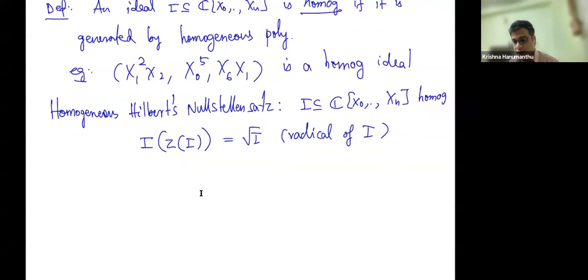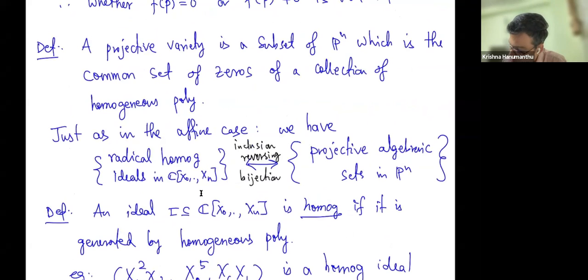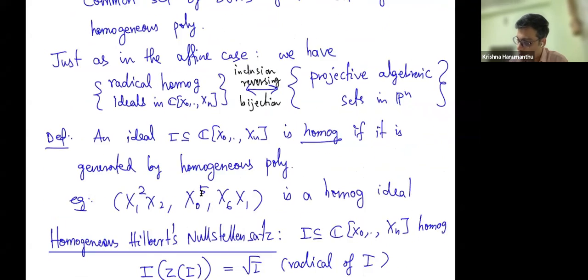So projective varieties are defined in an analogous way. There are some concrete geometric differences between projective varieties and affine varieties, as we'll see later in the course of this talk. So I already defined it: a projective variety is the common zero set of a collection of homogeneous polynomials.